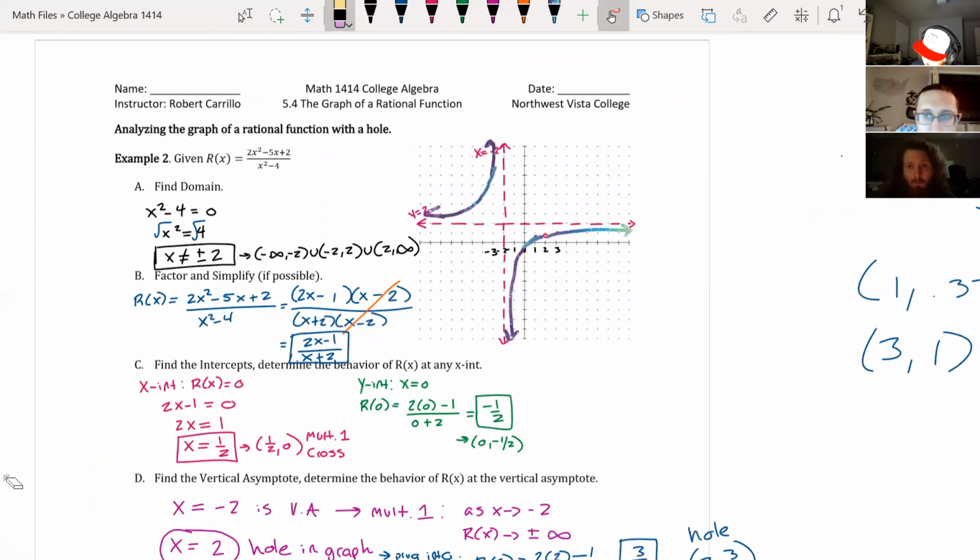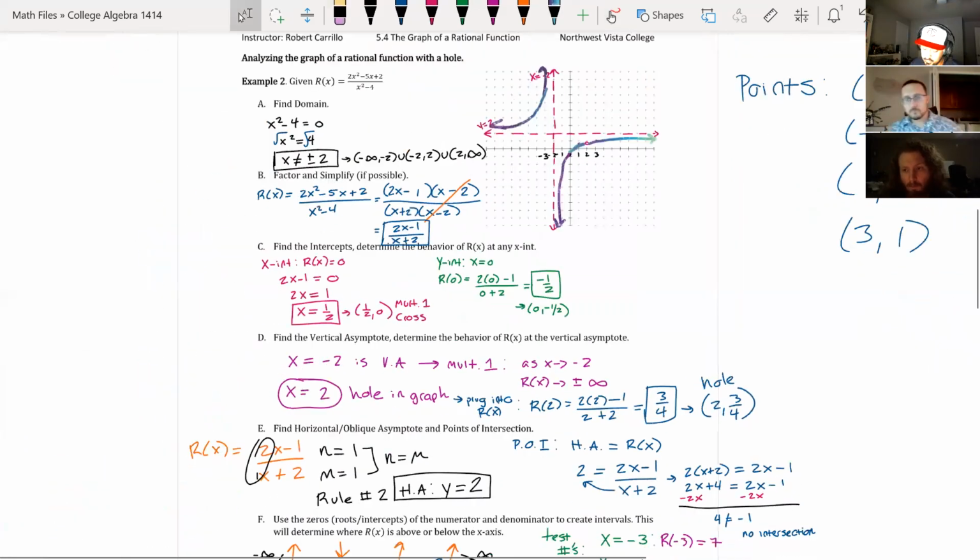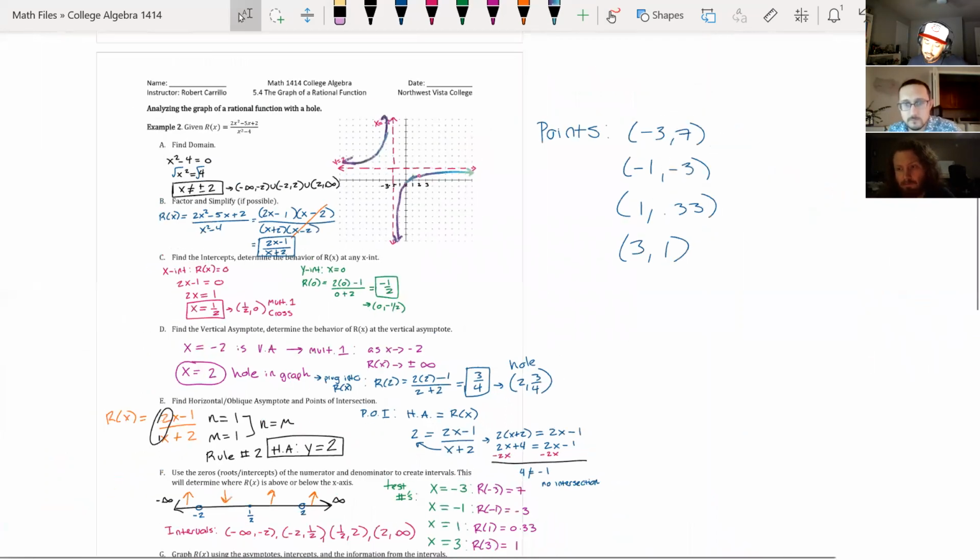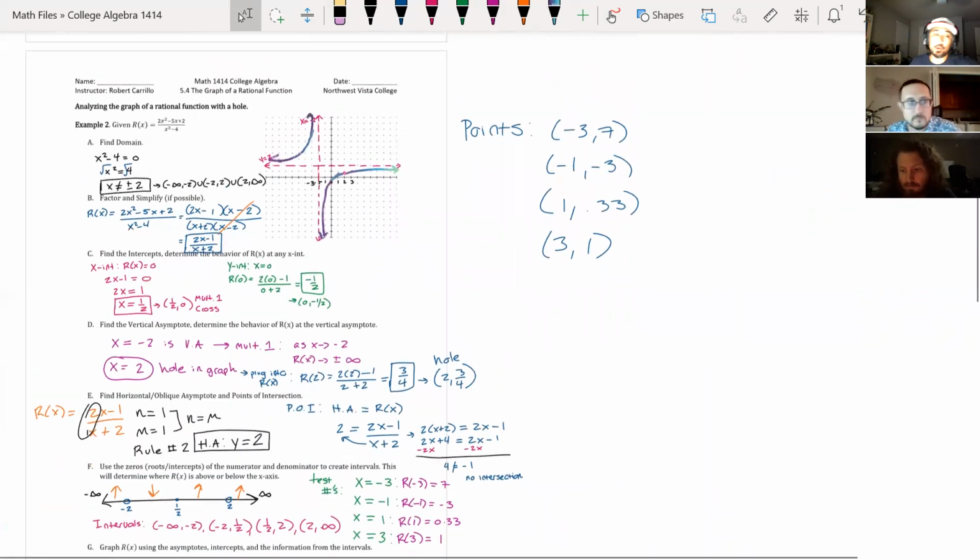Actually, I need those points. You stay there. Okay. Cool. And that's graphing a rational function with a hole in the graph.